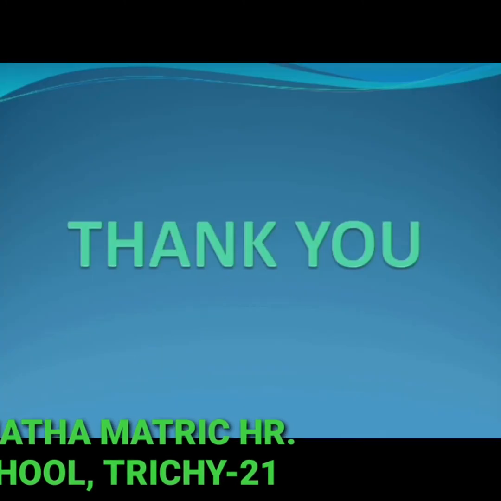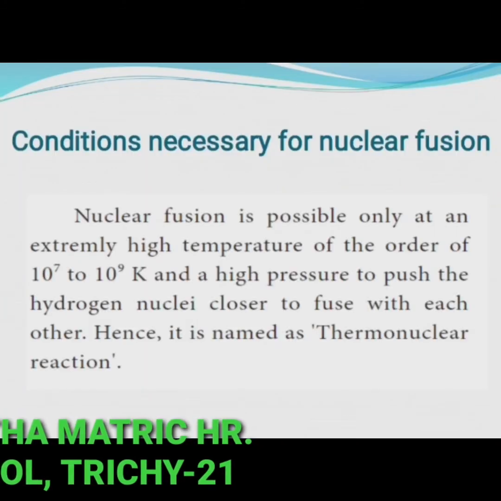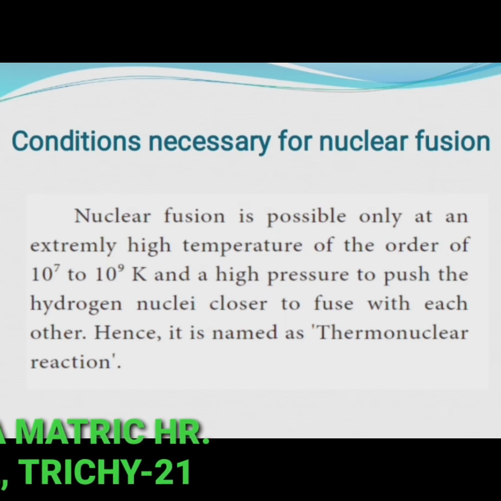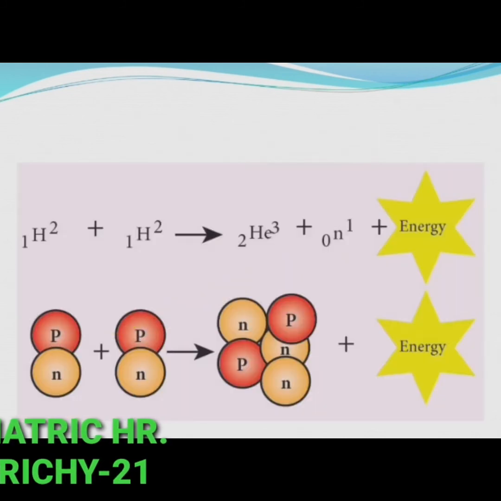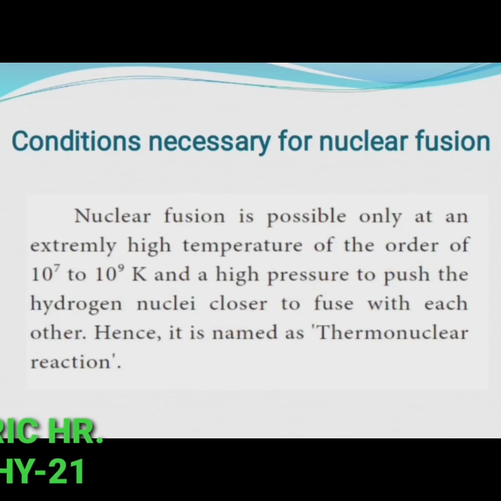Nuclear fusion is a combination of two lighter nuclei. The charge of both nuclei is positive. According to electrostatic theory, when they come closer, they tend to repel each other. This repulsive force will be overcome by the kinetic energy of the nuclei at higher temperature of the order of 10^7 to 10^9 Kelvin. Under this condition, two lighter nuclei combine to form a heavier nucleus. Thus nuclear fusion reaction takes place.